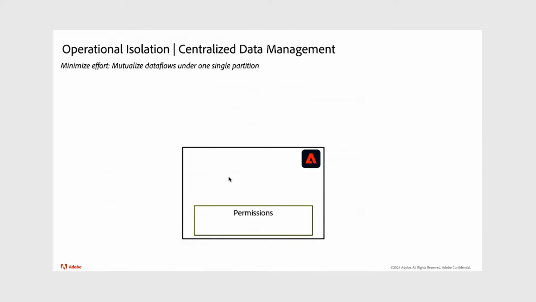So in case of a centralized data management approach, you will have your permission layer where you will define your users, your resource, and basically that constitutes your role-based access control. And that permission layer will let you give access to users into a specific partition.